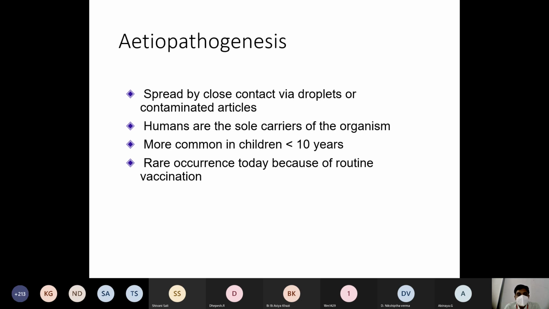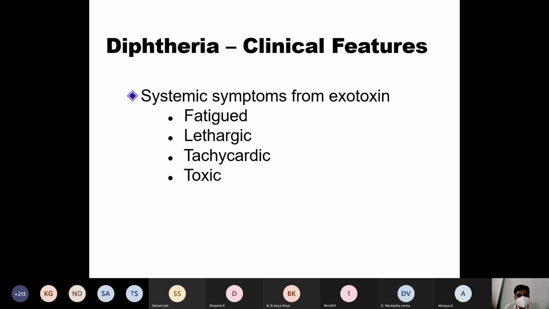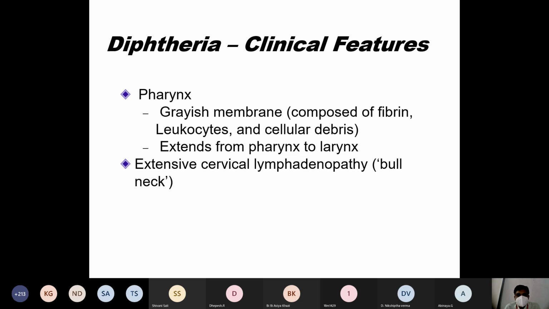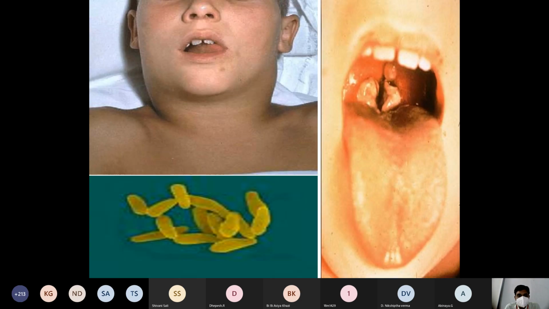Therefore, it usually occurs as just a normal tonsillitis and goes away without complications. The systemic features are because of the exotoxin, which causes fatigue, lethargy, tachycardia, and a toxic look. On examination of the oropharynx, you will find a grayish membrane developing on the tonsil, which extends from the pharynx, sometimes even onto the surface of the larynx. There is associated generalized cervical lymphadenopathy or a bull neck appearance.